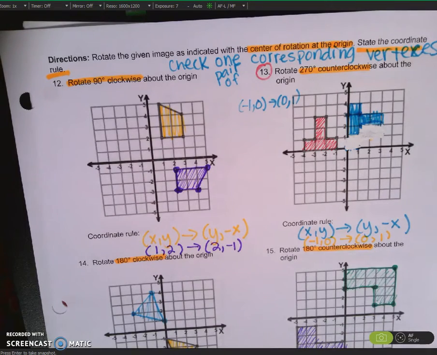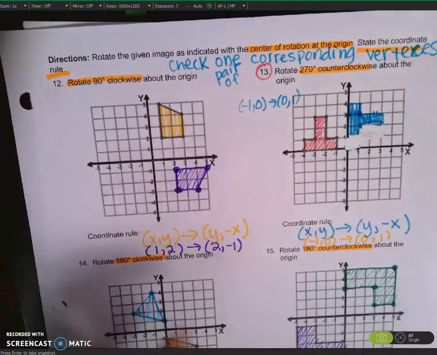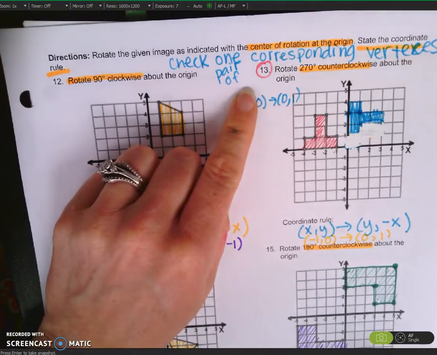Let's see how we all did. Remember, if you don't check at least one corresponding coordinate with your rule, you're being a fool. Don't be a fool. Check your rule. So check one corresponding vertice.